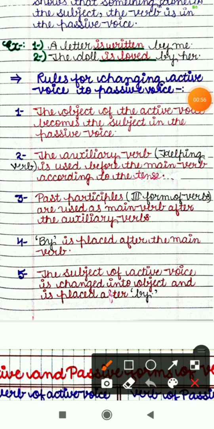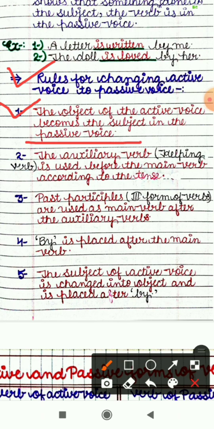With the definition you can understand easily that we can change a sentence from active to passive voice and passive to active voice. Now we will discuss the rules for changing active voice to passive voice. How we can change a sentence from active to passive voice. The first rule is the object of the active voice becomes the subject in the passive voice.